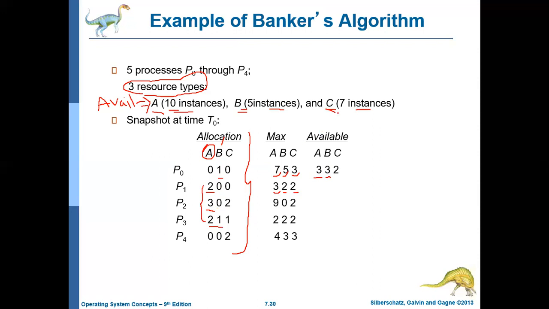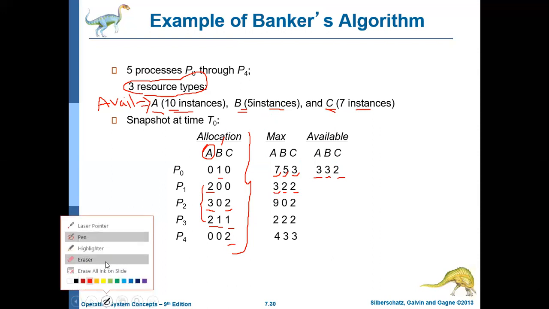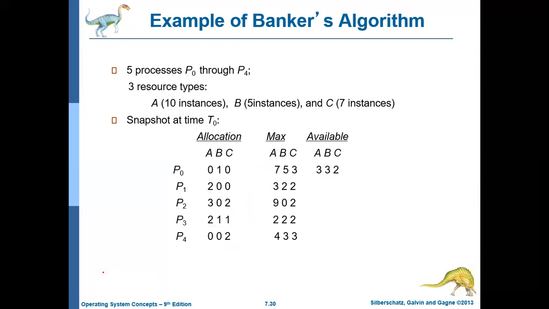Similarly for C, total available is 7. Currently, 2 instances of C were allocated to process 2, 1 instance was allocated to process 3, and 2 instances were allocated to process 4. So 2 plus 1, 3, 3 plus 2, 5. 5 instances were already allocated. So 7 minus 5 is 2, the remaining available resource. This is what this particular chart shows. This is the current state of the system.